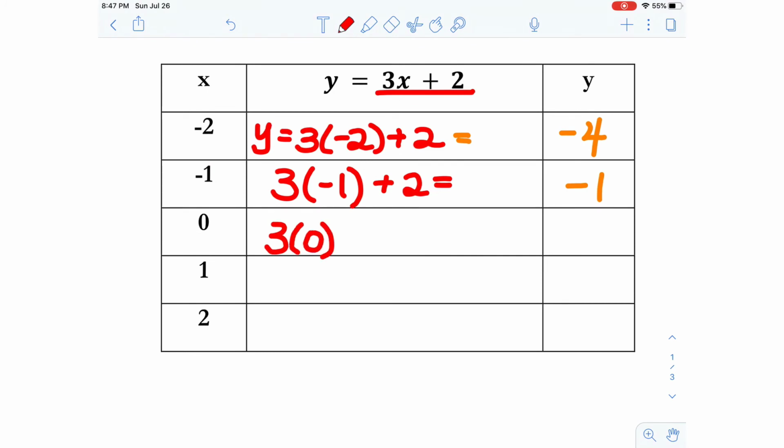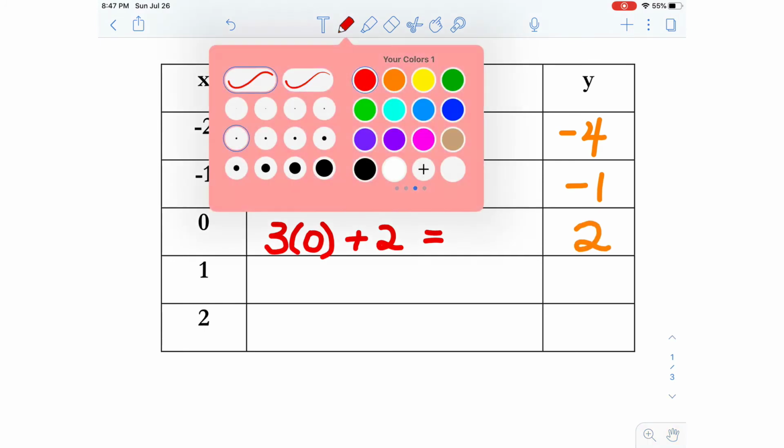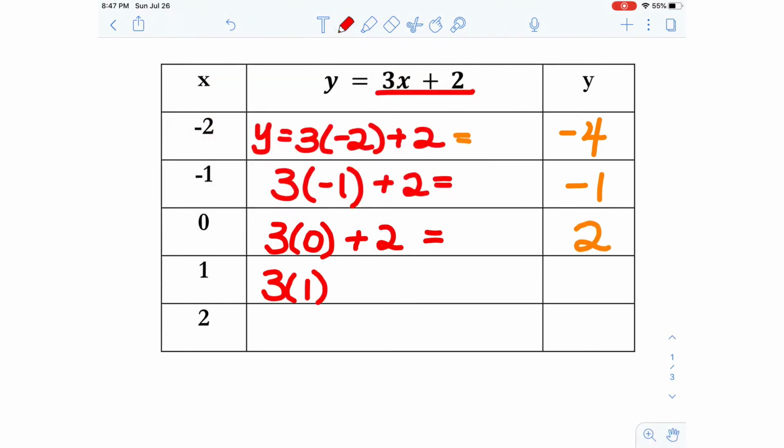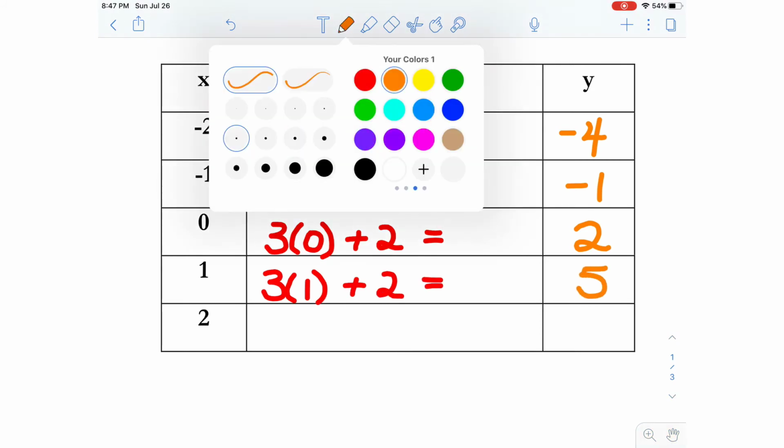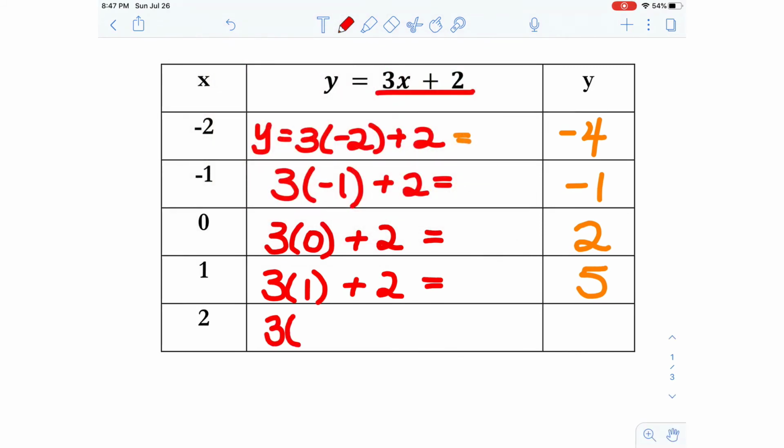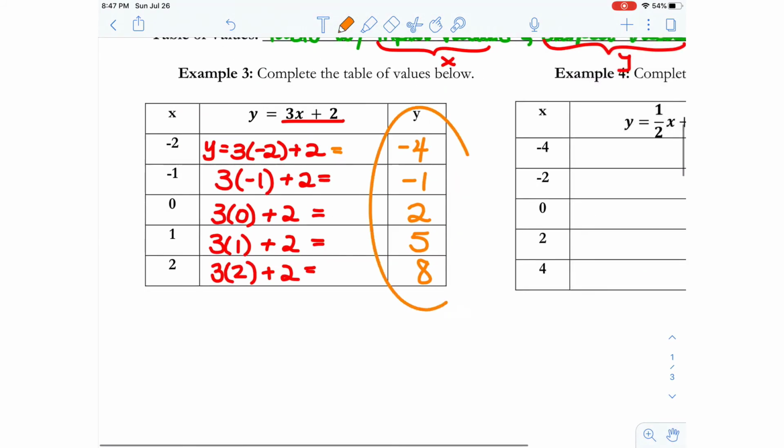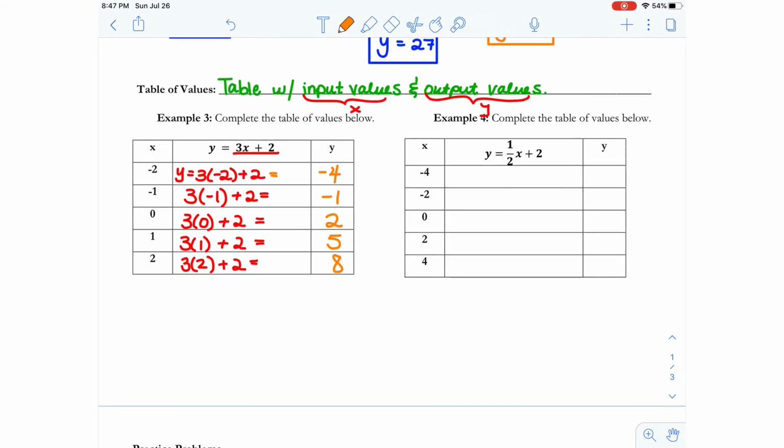3 times 0 is 0. 0 plus 2 is 2. 3 times 1 is 3, plus 2 is 5. Last but not least, 3 times 2 is 6, plus 2 is 8. And there it is. So I used substitution to find all my output values of this table of values.